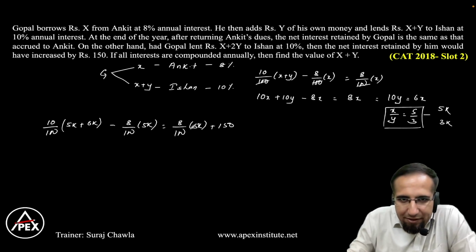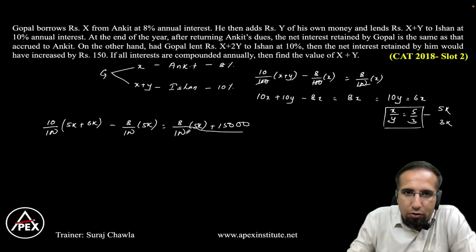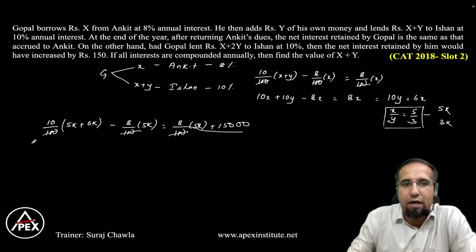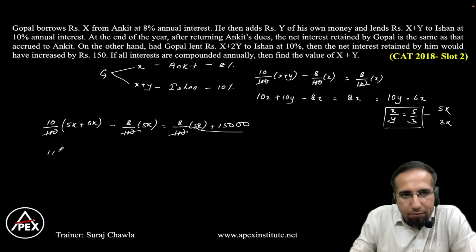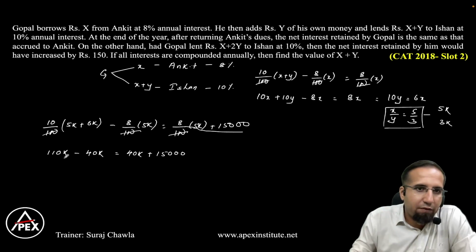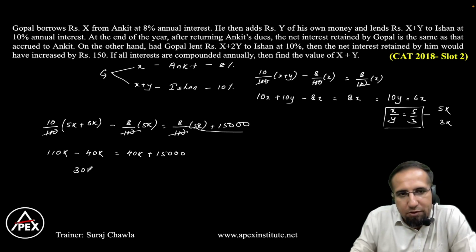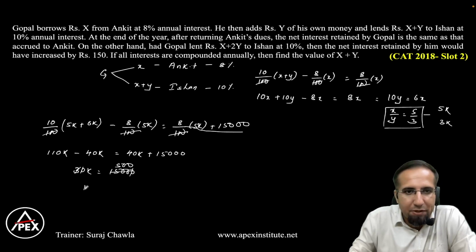So if I take 100 as the LCM here, this 100 and this 100 get cancelled. So 10 into 11k becomes 110k, minus 8 fives are 40k, which is equal to 8 fives are 40k plus 15,000. So 40k and 40k cancel, and eventually this becomes 30k is equal to 15,000. 0, 0 gets cancelled. 3 ones are 3, 500s are. So that means the value of k is equal to 500.